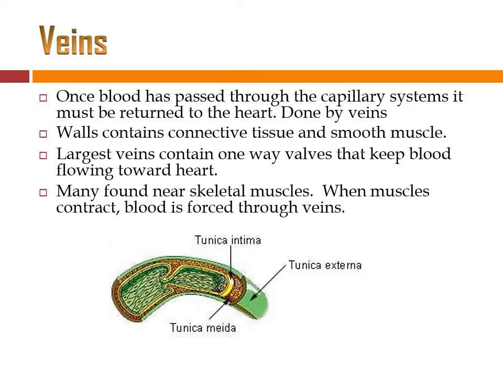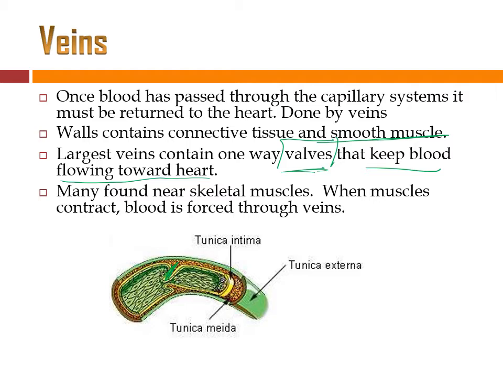Last one is veins. Veins do not have thick walls like arteries, but they have smooth muscle. The largest veins contain one-way valves. So what is the function of valves? They keep blood flowing toward the heart, or they prevent blood from flowing backwards.